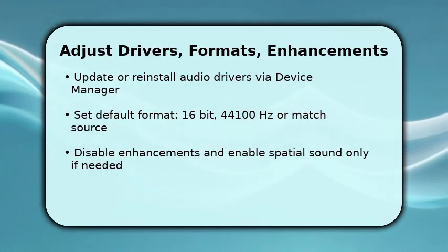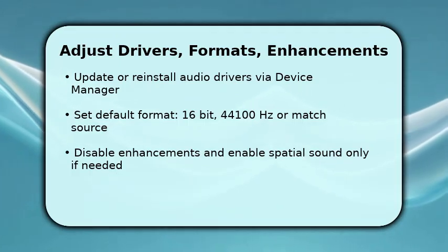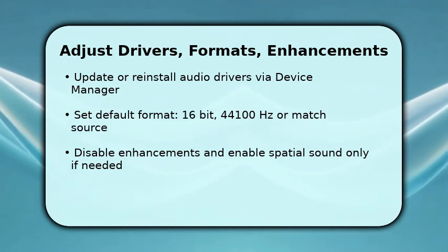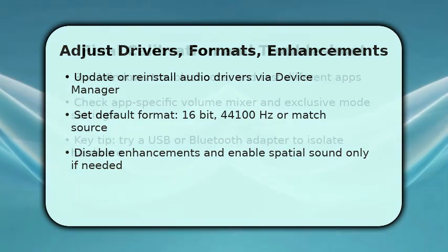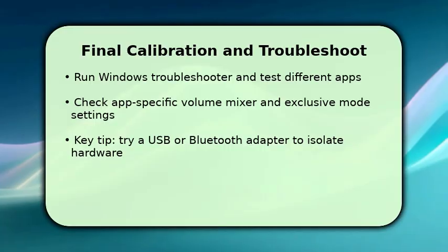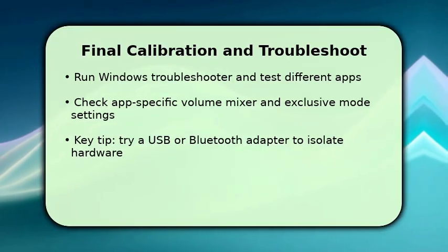Disable audio enhancements to remove unwanted processing, and only enable spatial sound when supported by the hardware. These steps fix most playback quality and latency issues. Finish by calibrating levels per application. Open the volume mixer and ensure app sliders are up, then test with different players to isolate software-specific problems.